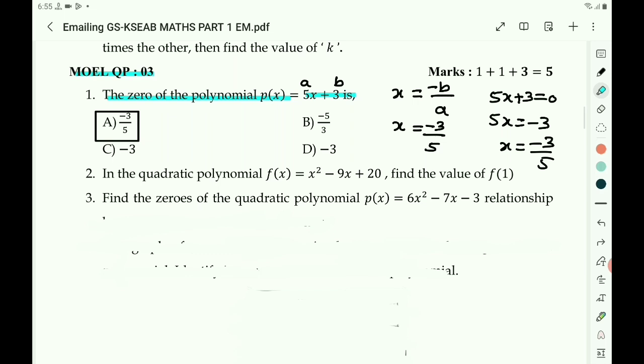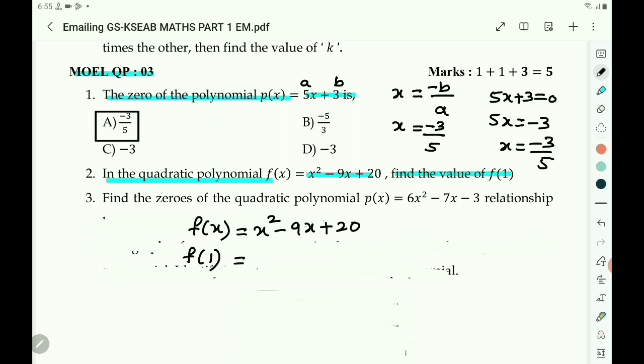Next, second question. In the quadratic polynomial f(x) = x² − 9x + 10, find the value of f(1). Write the polynomial f(x) = x² − 9x + 20. f(1) = 1² − 9 × 1 + 20. Here, in the place of x, we have to put 1.